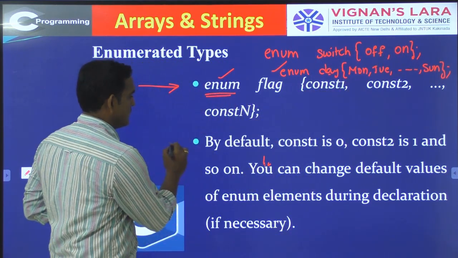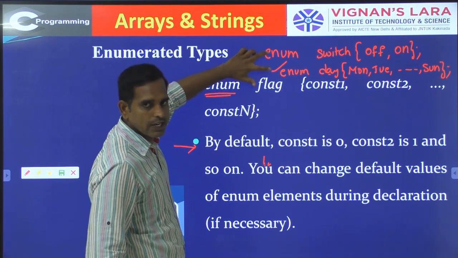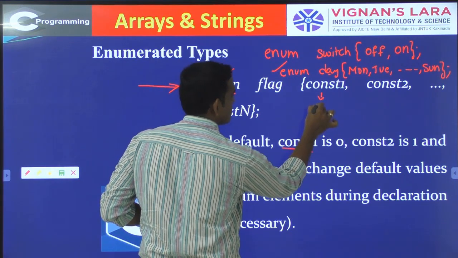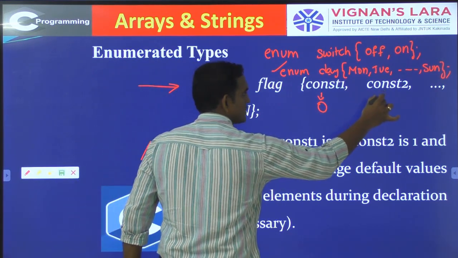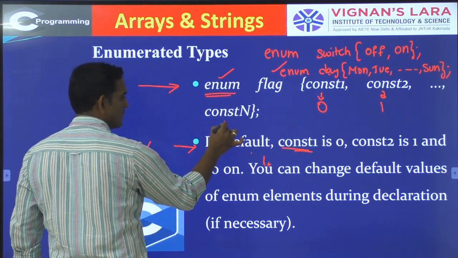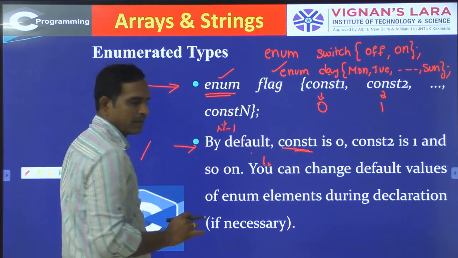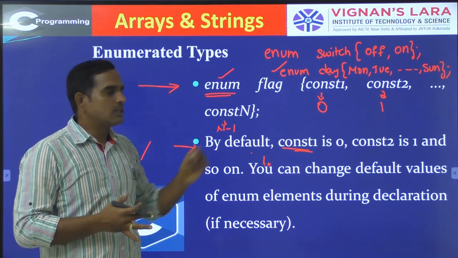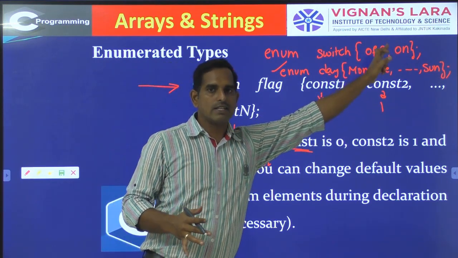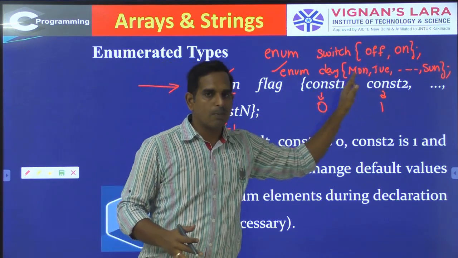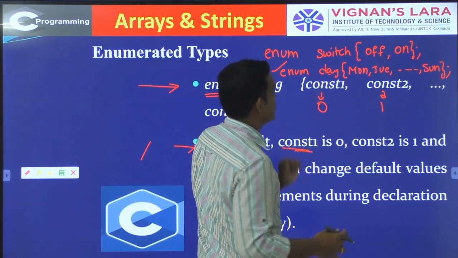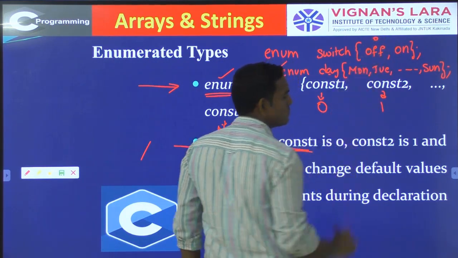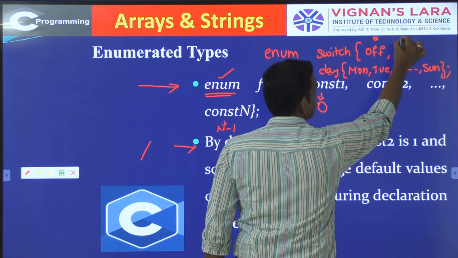Once you have declared your enumeration, by default your constant 1, whatever is present first, will get a value 0. Your constant 2 will get a value 1, and so on. Your constant n will get the value n minus 1. When I declare your enumeration, by default your compiler will assign a set of constant values based upon the list you have given. In your enumeration switch, I have given off as the first value, so it will be assigned a value 0 and on as 1.